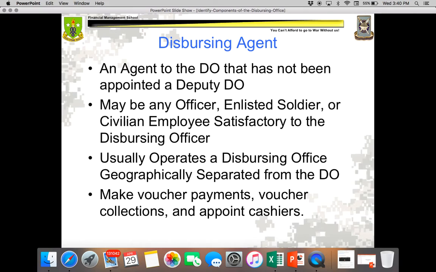Dispersing agent, it's an agent to the DO, maybe an officer, enlisted soldier, or it could be a civilian employee as well. This one note right here I do want to highlight. It usually operates at a disbursing office geographically separated from the DO. Right now, the 113th is located in Kuwait. They are on ground with the FMSU. So they have the FMSU and the FMSD located on the same base. However, they're servicing different areas of the base.